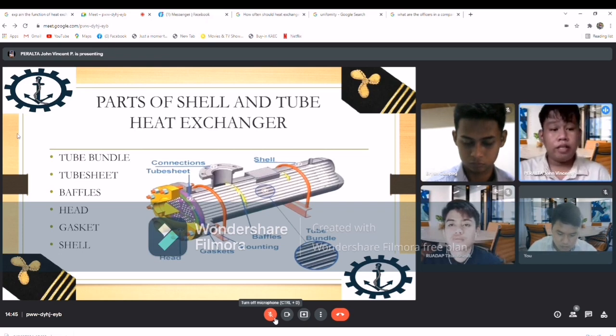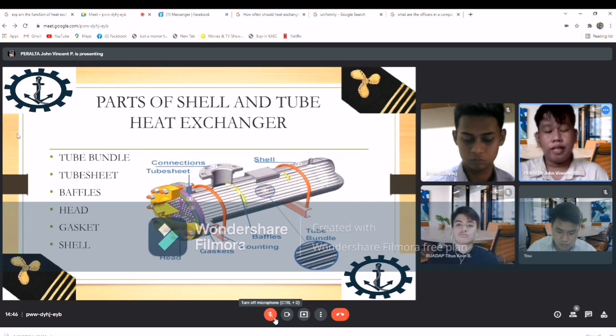Next is the tube sheets. The tubes are held in place by being inserted in the holes in the tube sheets and then either expanded into grooves cut into the holes or welded to the tube sheet where the tubes protrude from the surface. This prevents fluids on the shell side from mixing with fluid on the tube side.